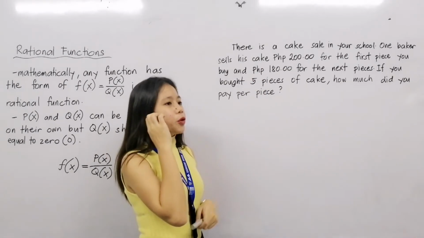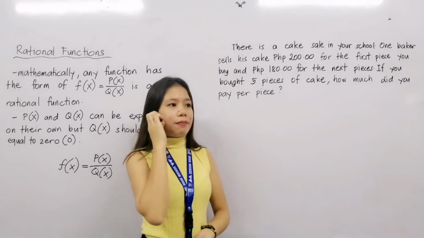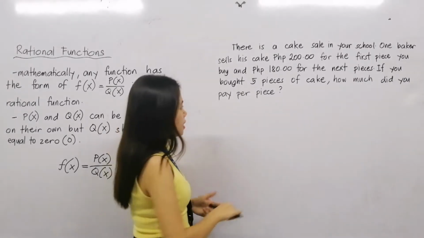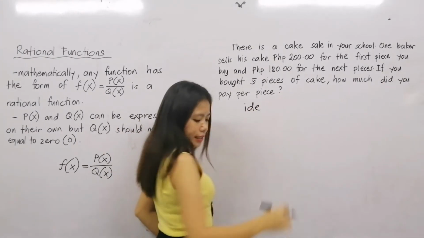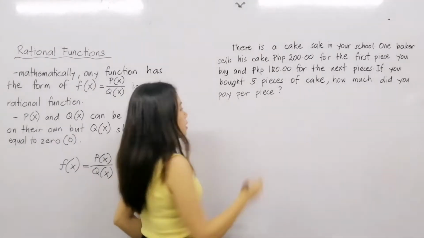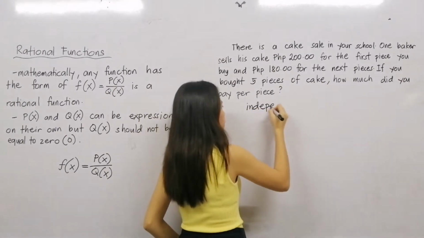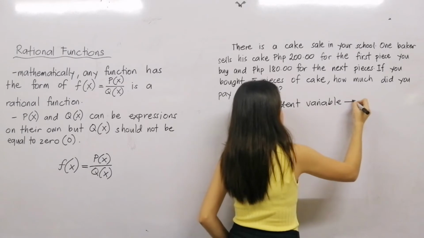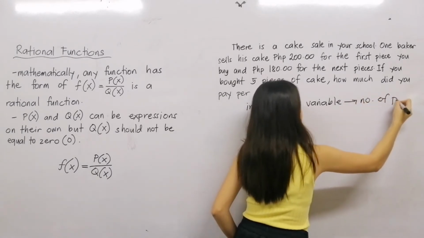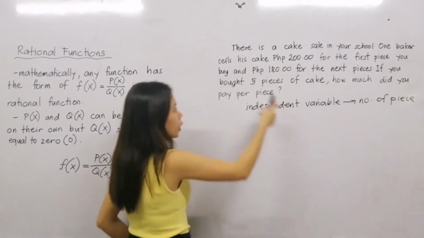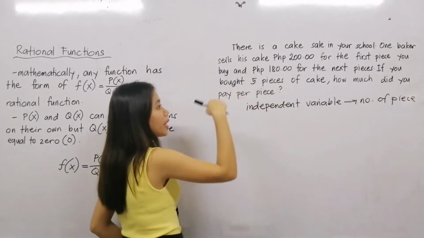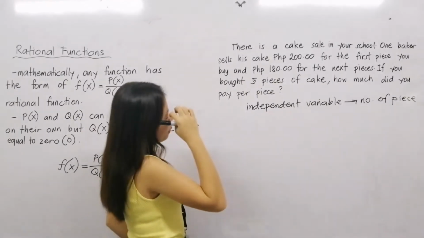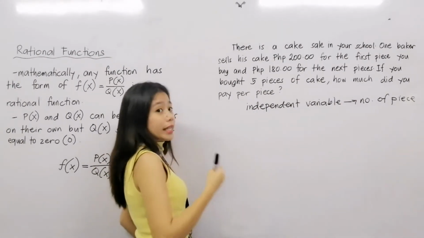Step number 2 is to identify the independent variable, or the domain. The independent variable here is the number of pieces. The independent variable, class, is the number of pieces. That is why I told you we already have a value for the domain here, because the problem gave 5 pieces. If you buy 5 pieces, how much will you pay for each piece of cake?